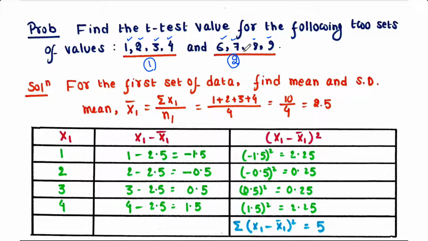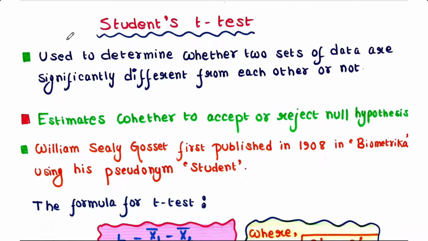Now let's define students t-test. Students t-test is used to determine whether the two sets of data are significantly different from each other or not. In other words, students t-test is used to estimate whether to accept or reject null hypothesis. We have studied null and alternative hypothesis in our previous lecture. If you want the link, I am putting it in the description box.